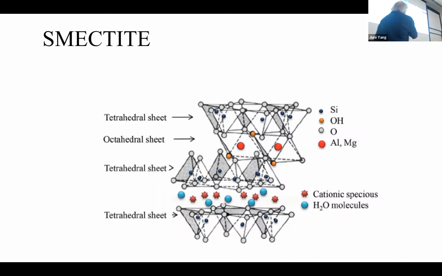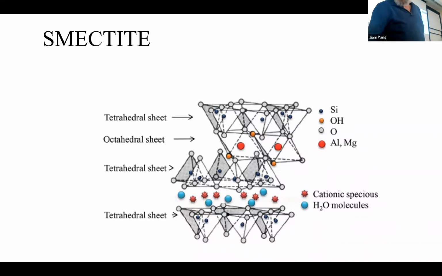Now, in the middle of these things are the ions. This is a water structure, and it has water in the middle, and you have cationic species such as sodium, potassium, calcium. Those are the ones that are on Earth. So that is what a clay is.